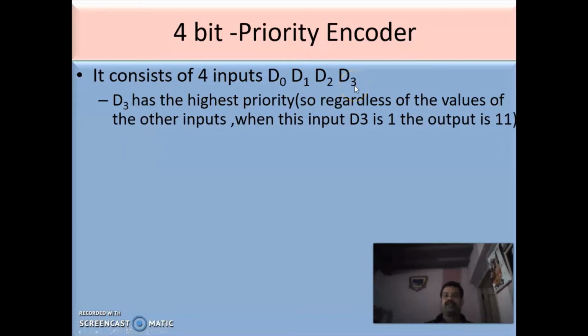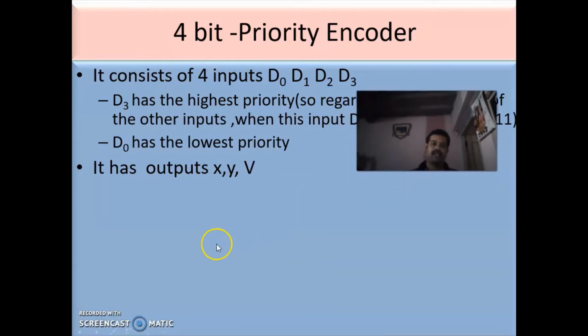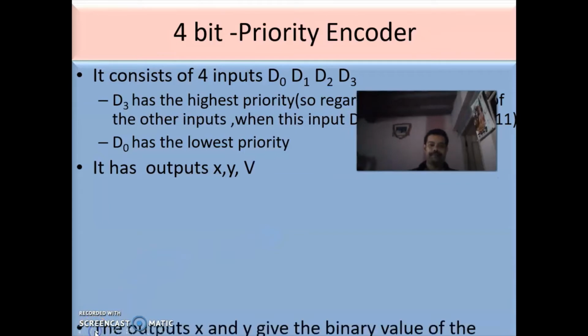So the meaning of the highest priority is D3 is 1. Whatever may be the input in the other inputs, D0, D1 and D2, either 0 or 1, if D3 is 1, then the output will be 1 1. D0 has the lowest priority. It has 3 outputs X, Y and V.